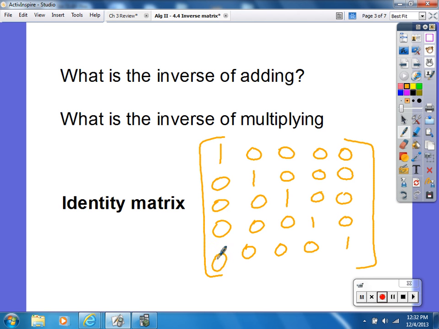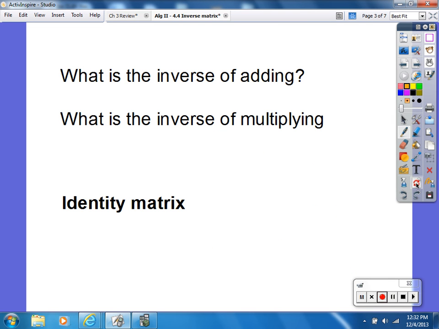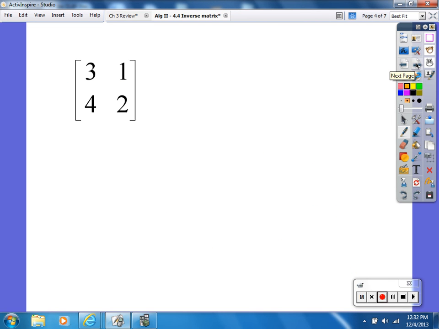That's the answer. That's it. One's going in a diagonal and all the rest are zeros. Raise your hand if you got that one. Excellent job. So now let's actually find an inverse. Go ahead and copy that matrix down.